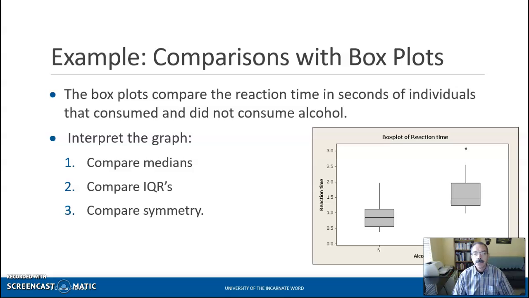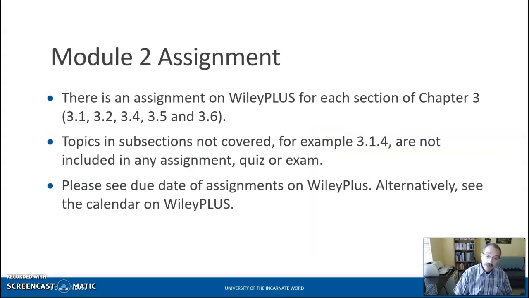All right. So this is the end of module 3. I don't know why I have module 2. I will change that. But this is module 3. And there's an assignment for each section. And the topics that I did not cover, like 3.14, you will not see any assignments or any questions on the quiz or exams on that. I will only focus on what I cover on the slides. Check the due dates for these assignments, or you can see the calendar on Wiley+.